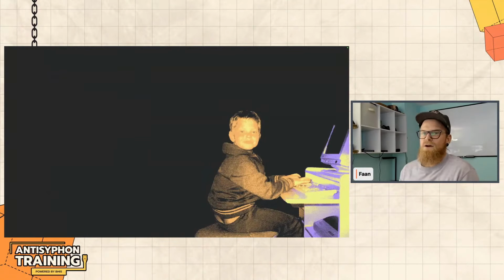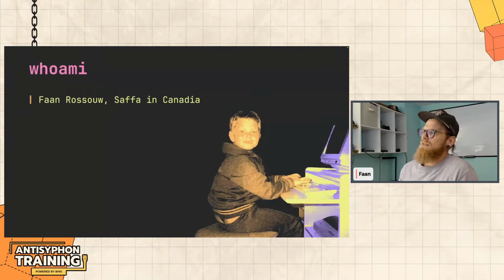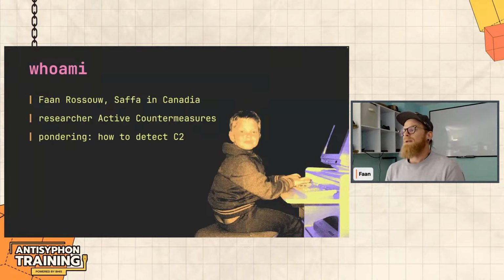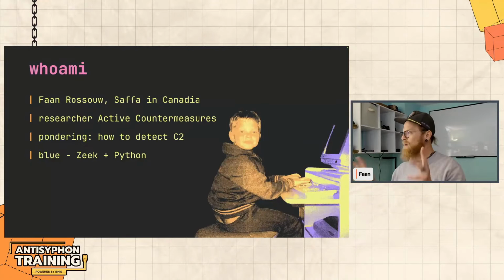And as these things go, we'll have our obligatory Who am I? So my name is Faan Rossouw. I'm a South African and I'm currently living in Canada. I'm a researcher at Active Countermeasures, which some of you might know is the sister company of Antisyphon, part of the BHIS constellation. And I'm very fortunate because I get to spend a lot of my personal and professional time thinking about a question, which is how to detect C2 frameworks. And in the quest to hopefully become somewhat competent at this, I approach it from both sides.